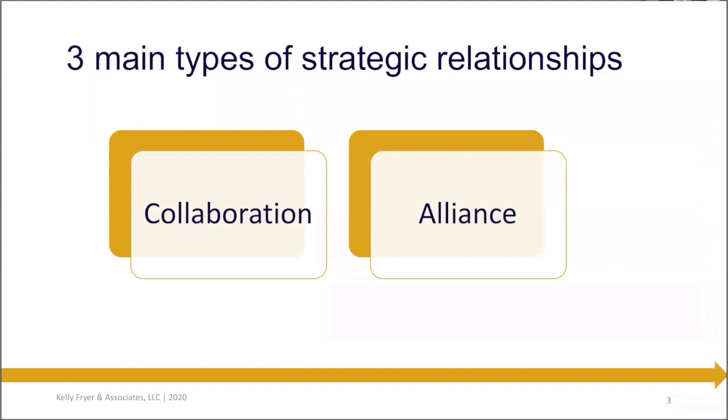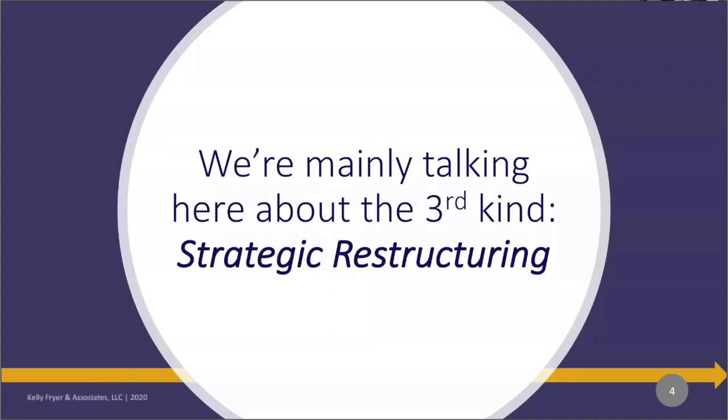There are three main types of strategic relationships that you can form with other organizations. There are collaborations, where you collaborate together on a program or even an earned revenue program. There are alliances, where you have a much closer relationship but you're still separate organizations. This might look like a fiscal sponsorship, for example. What we're talking about in this webinar series is the third kind, strategic restructuring.